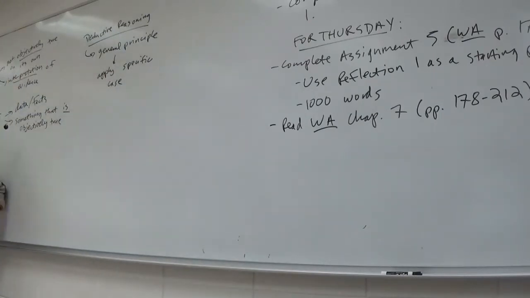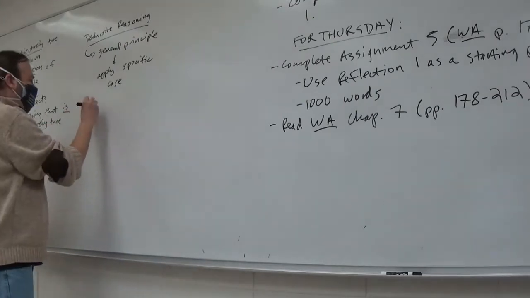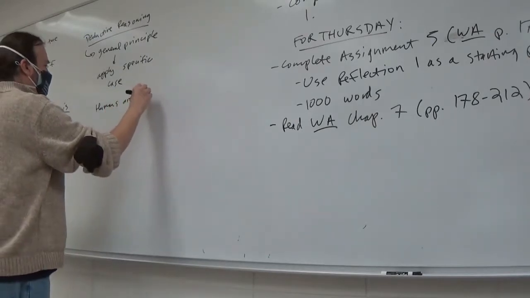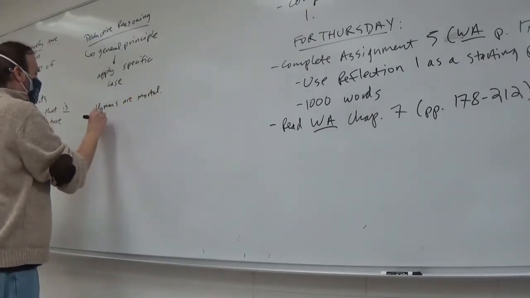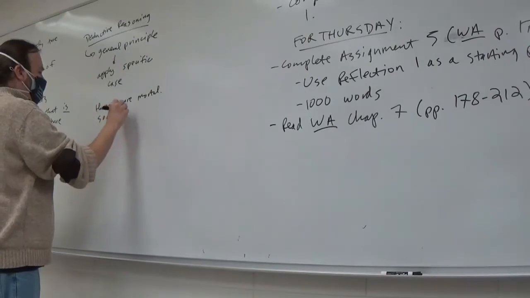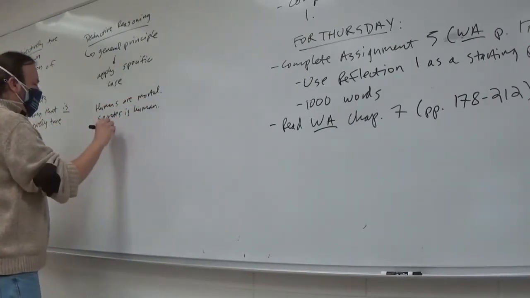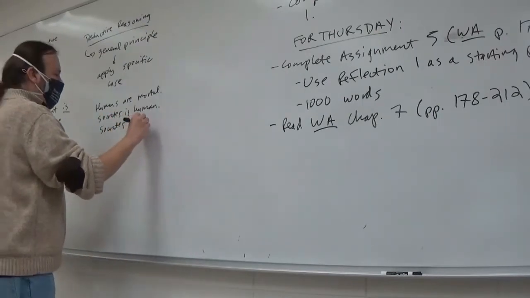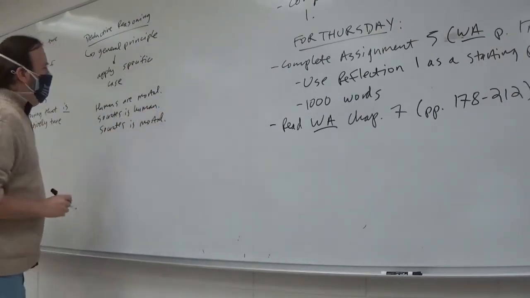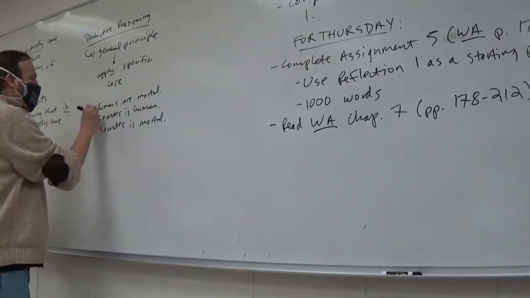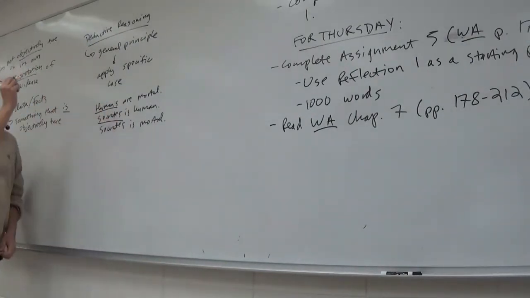So you might remember a couple of weeks ago, we did a little bit of practice with syllogisms, right? Humans are mortal. Socrates is human. Therefore, Socrates is mortal. Right? This is a classic example of deductive reasoning, right? General principle, specific case.